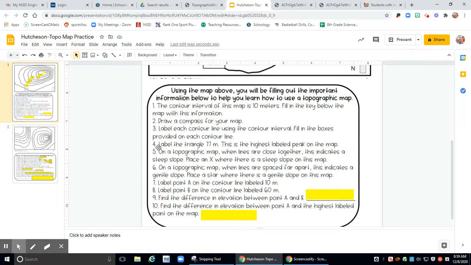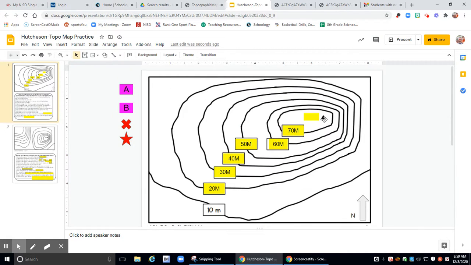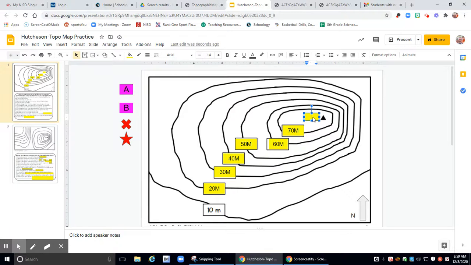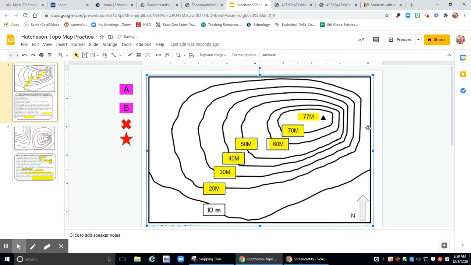Number 4, it says label the triangle 77 meters. This is the highest label peak on the map. So here's the triangle. So here's your text box. So this triangle is at a height of 77 meters. Okay, so we've labeled that there. All right, again, lower than 80, but higher than 70 here.